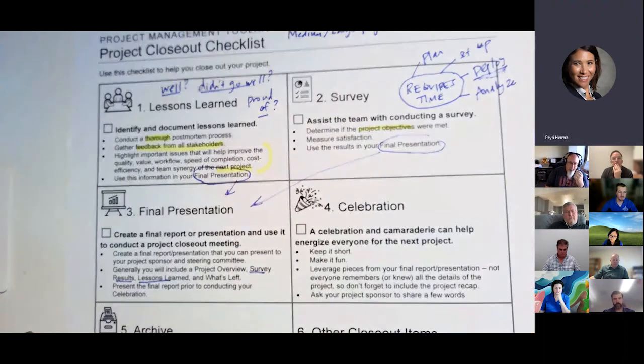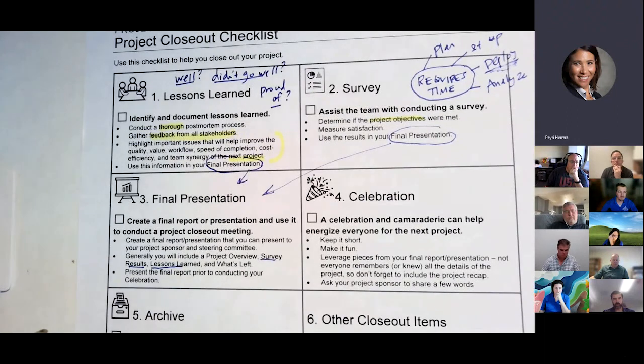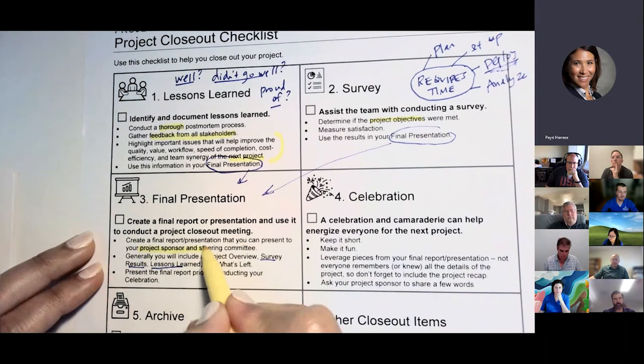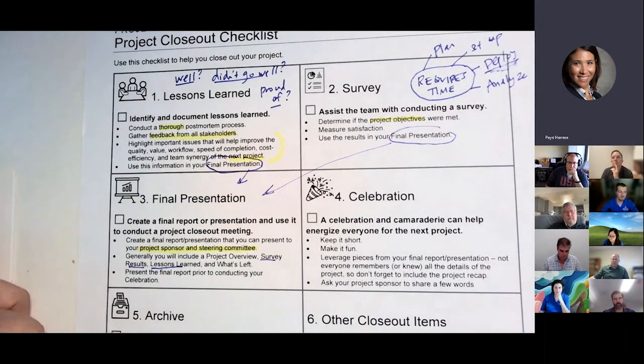All right, so what we have next in the third box is a final presentation or a final report. It kind of depends on your environment. We tend to create presentations because they're easier to share. So what we do is we create a final presentation, and the purpose is to take it back to our project sponsor, our steering committee, our board, maybe even our own team members, whoever it is that we want to say, hey, here's what we did.